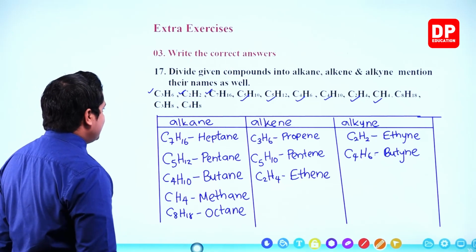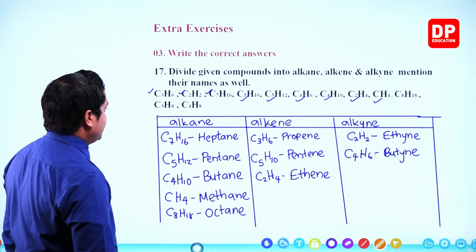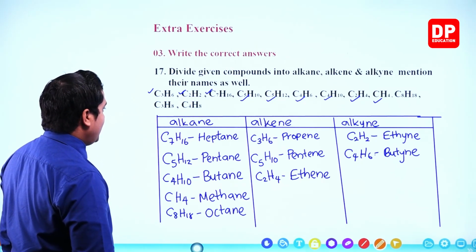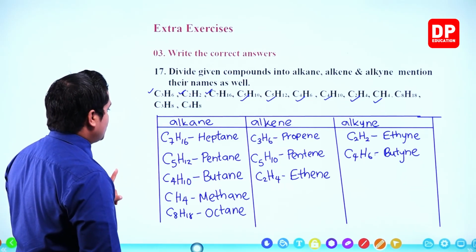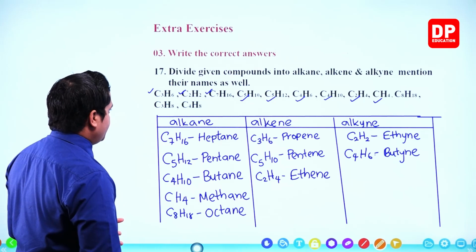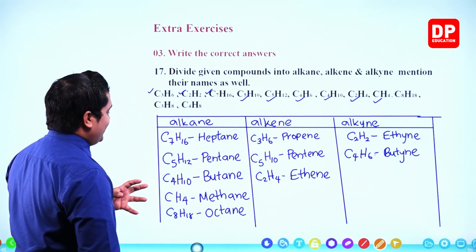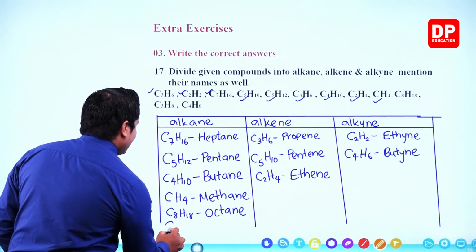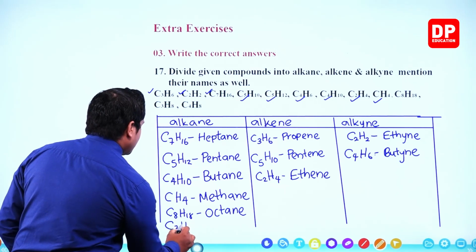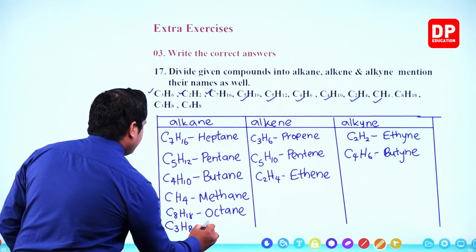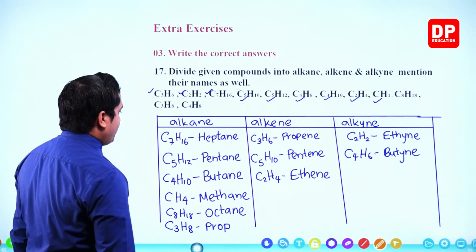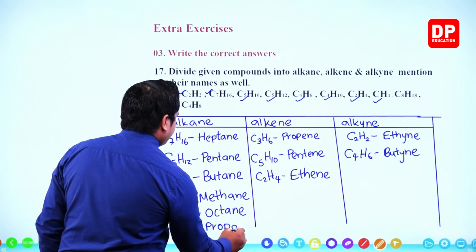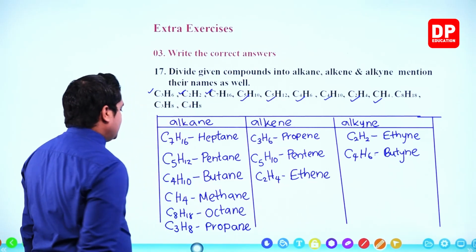Next one, C3H8. So this is 3 times 2 plus 2. Once again an alkane. So C3H8, this is propane, right? Propane.